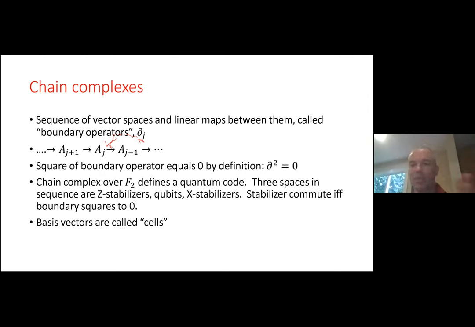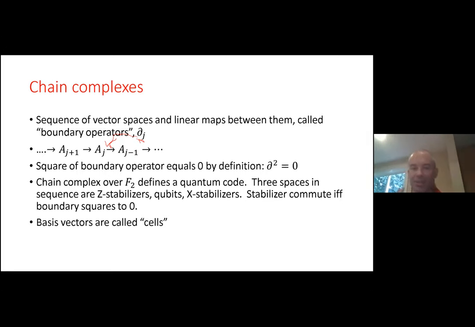It's a sequence of vector spaces and linear maps, subject to one requirement: that the square of the boundary operator is zero. If you take the boundary operator squared, that's zero. And recall, this boundary operator maps you from one space to the next. So that means partial one of partial two equals zero, because that mapped you from space two to space one to zero. That's what a chain complex is.